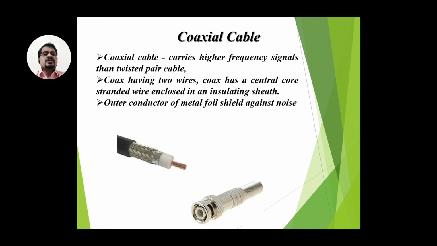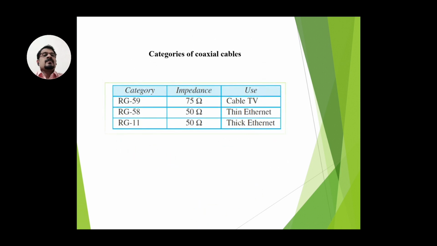The bottom two diagrams: one is a connector and another one is a cross-section of the coaxial cable. The third one shows the BNC, Bayonet Neill-Concelman connector, named after its inventors. There is a lock kind of thing, so once you plug it in, you can lock that cable.